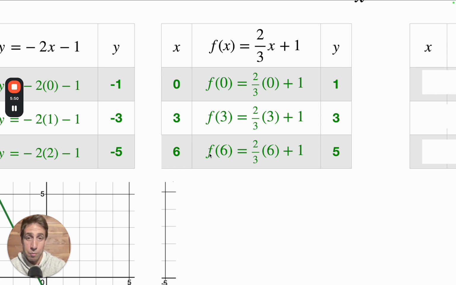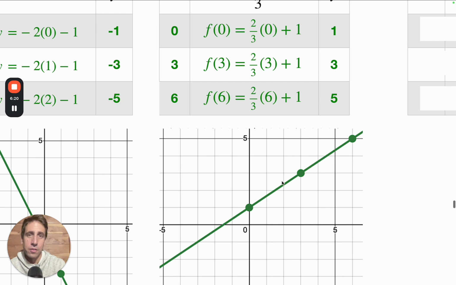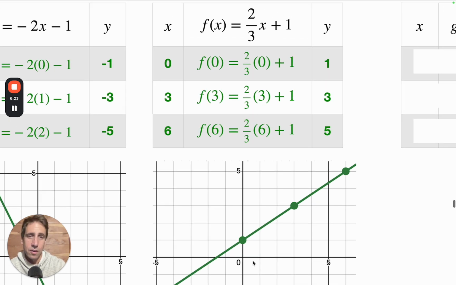F of 6, remember this is not multiplication, it's function notation, letting us know that I'm taking 6 as my input, I'm going to put it into the function. The rule says I'm going to multiply 2/3 times 6, which is 4. Kind of hard to see here. If you made this into a fraction, it would be 6 over 1. And then 2 times 6 is 12, divided by 3 is 4. Anyway, you add 1 to it and you get 5. And there it is. You can plot those points, and you can see the slope here is 2/3. We're rising 2 and running 3, rising 2, running 3. And here we're rising 2 and we're running 3. More on that later.